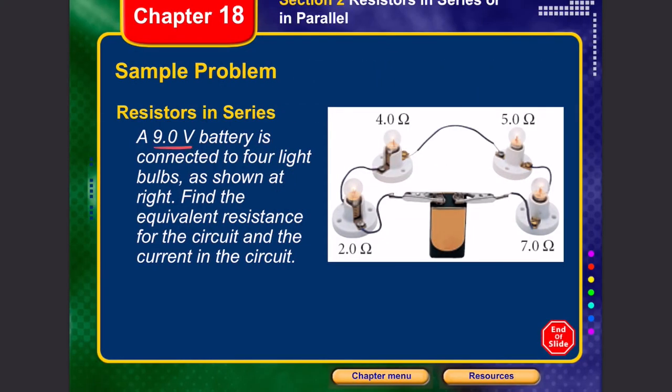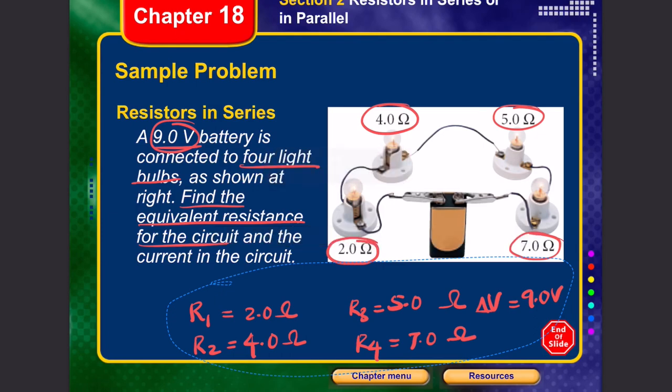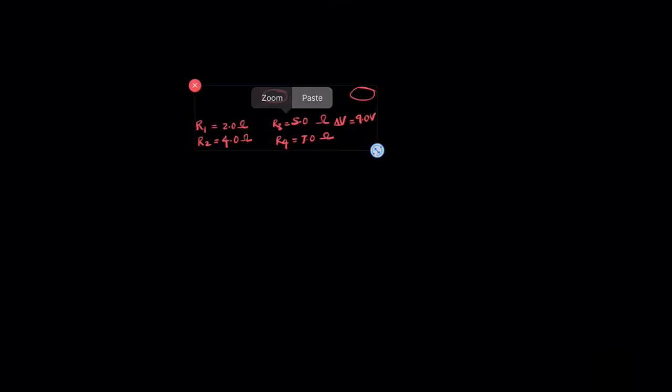What is given here? A 9 volt battery is connected to 4 light bulbs as shown in the figure. Find the equivalent resistance of the circuit. Remember that each bulb by itself has its own resistance. The resistances given are 2 ohm, 4 ohm, 5 ohm and 7 ohm. So let's write it down: R1 is 2 ohm, R2 is 4 ohm, R3 is 5 ohm and R4 is 7.0 ohm. And the voltage delta V is given as 9 volts. So let's copy this data and let's try and solve this problem.